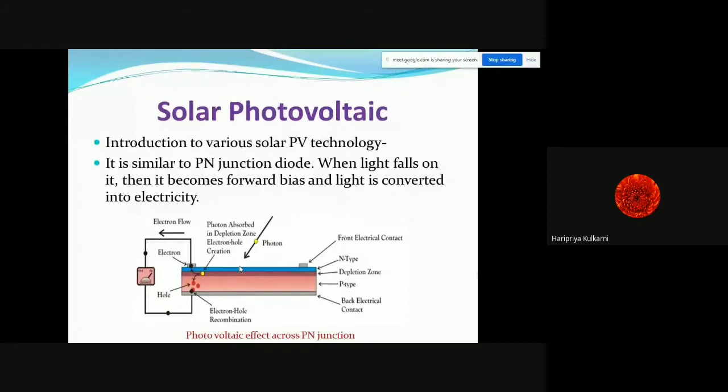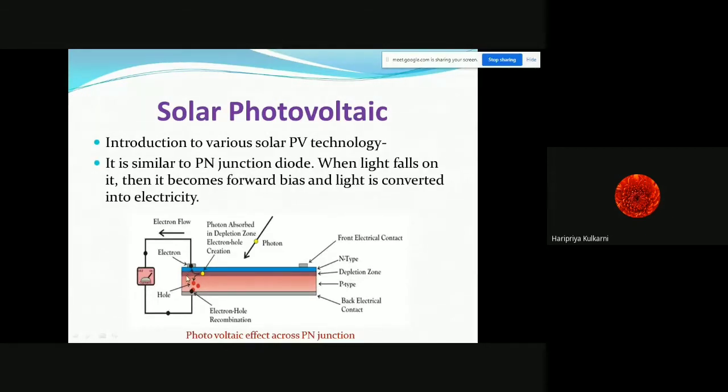So initially, we'll start with the concept of solar photovoltaic. It is similar to the PN junction diode you are familiar with. You can see here the construction. The blue color is the N type layer. Below that there is a depletion layer, and below that there is a P type layer. So this is a PN junction diode, and finally at the bottom there is a back electrical contact. So there are two contacts, one at the top and the other at the back, and in between there is N type semiconductor, P type semiconductor, and a depletion layer.